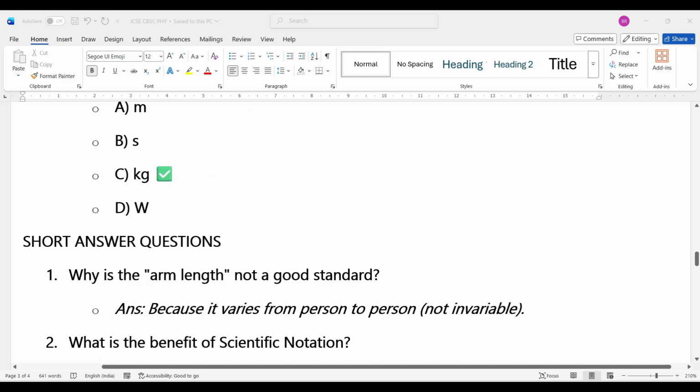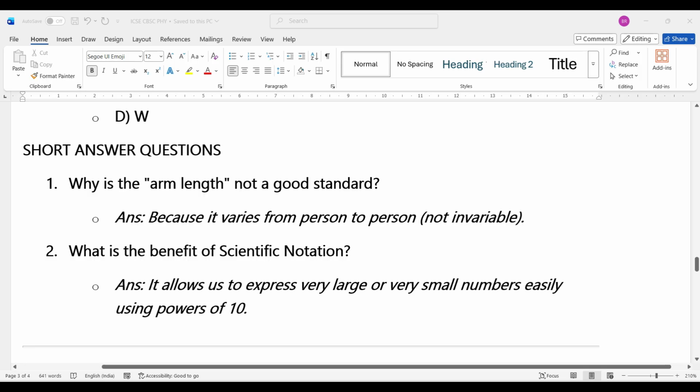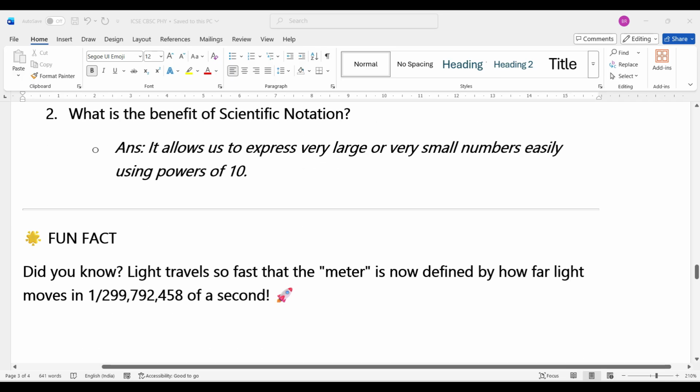Why is the arm length not a good standard? Answer: because it varies from person to person, so it is not invariable. What is the benefit of scientific notation? It allows us to express very large or very small numbers easily using powers of 10.